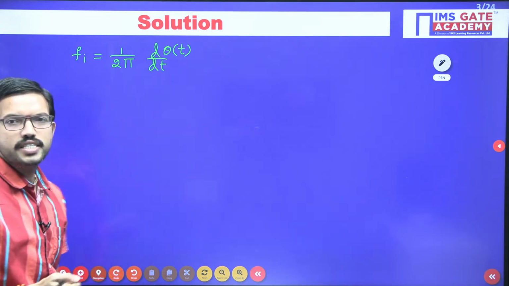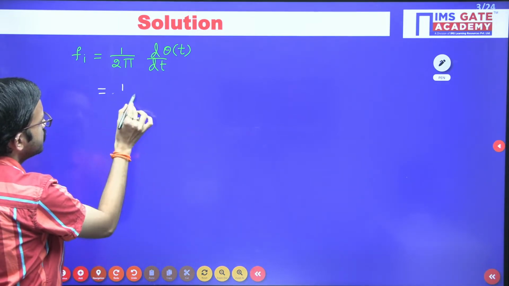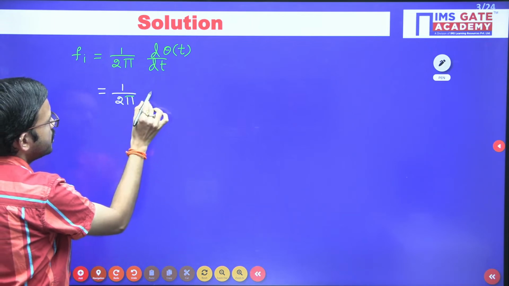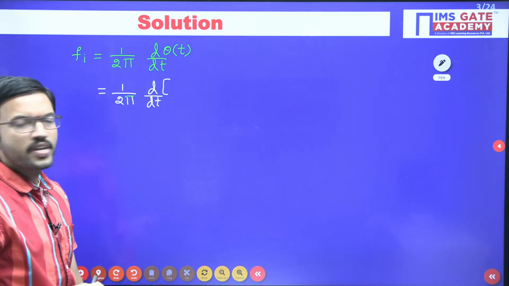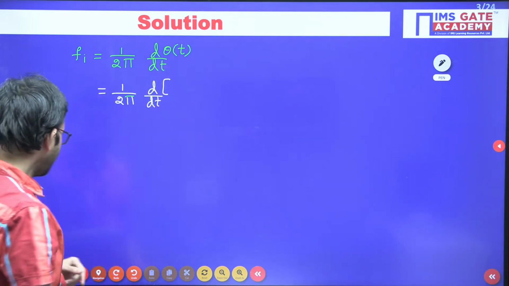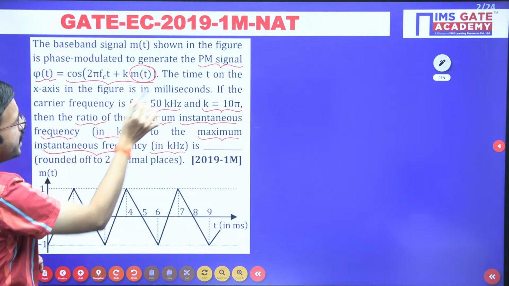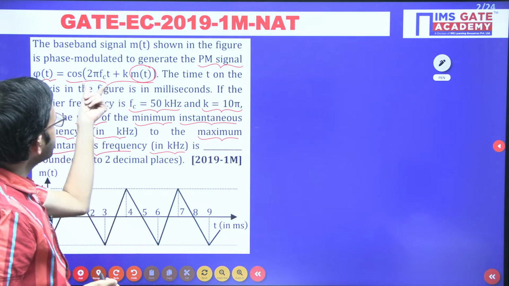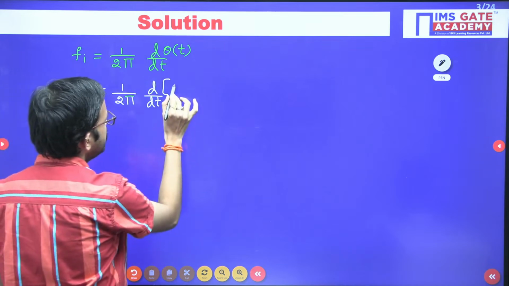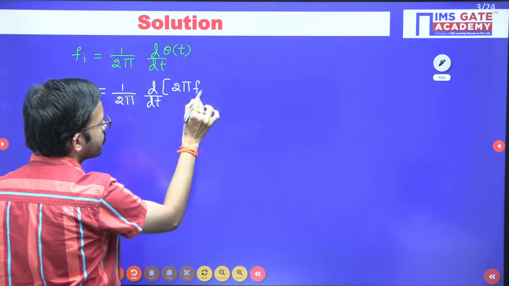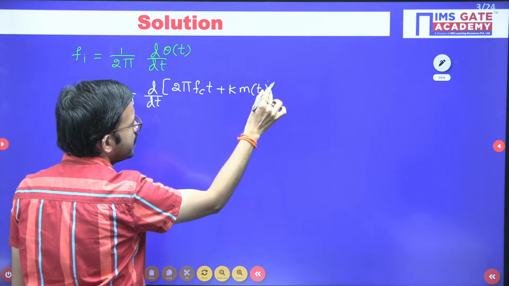1 by 2 pi into d theta of t by dt. So here you can keep 1 by 2 pi as it is. Here we have to perform differentiation with respect to time, and here we have to consider theta, where theta is nothing but whatever you are having inside the cos, the entire term: 2 pi f ct plus k into m of t. Theta is nothing but 2 pi f ct plus k into m of t, right?